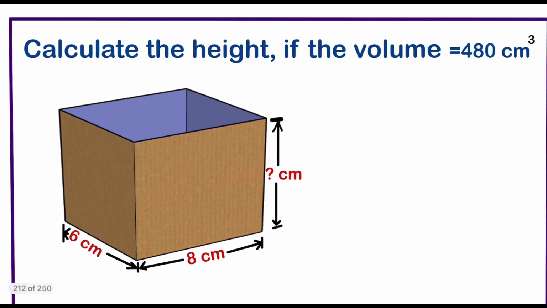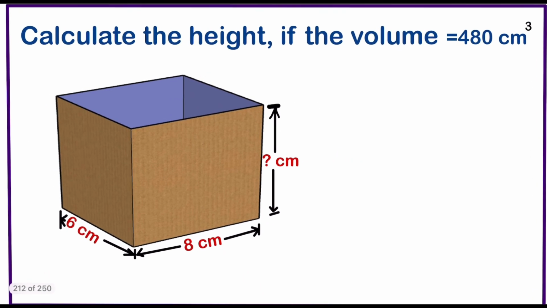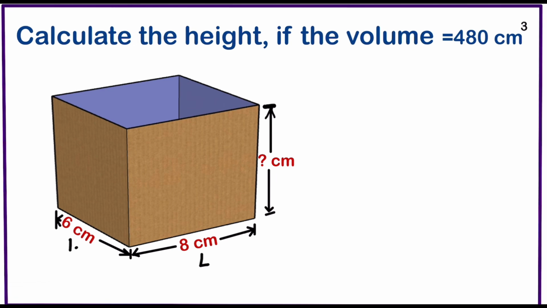So we have this cuboid and we have been given the length. So the length is known, so this is our length, this is the width, and this is the height. But we are asked to calculate the height and they gave us the volume. So initially the formula of volume is length times width times height. This is the formula of volume of a cuboid.